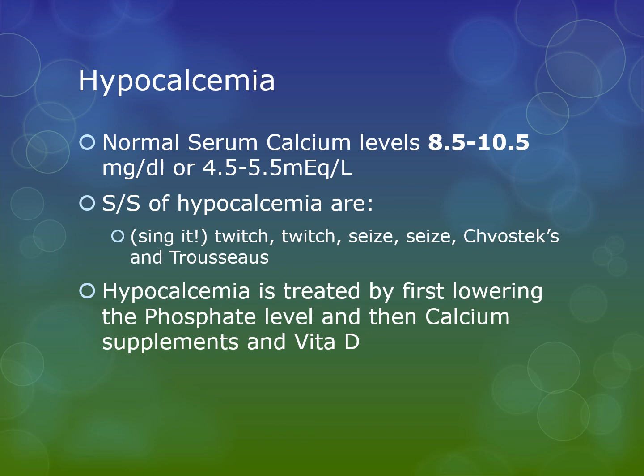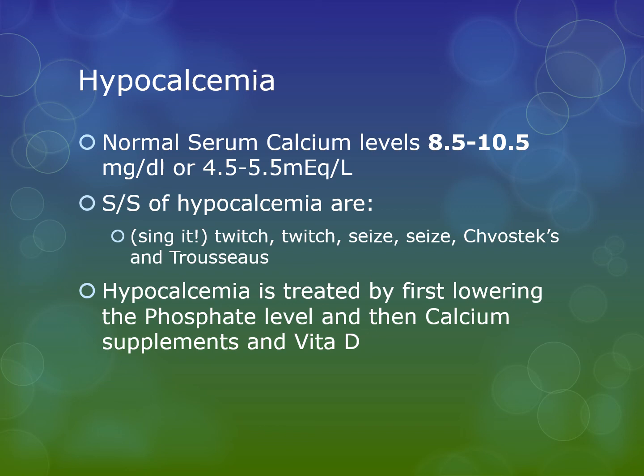The signs and symptoms of hypocalcemia, the little song I taught you, twitch, twitch, seize, seize, Chvostek's, Trousseau's, well, that's because the twitching and the seizing happen because that lack of calcium causes the muscles to be irritable and do some rapid random firing. There's where you get your twitching, which can lead to seizures. If you're tapping over the facial nerve, you'll see it demonstrated through Chvostek's sign, which is where the side of the face kind of all cramps up. And then Trousseau's is when you put the blood pressure cuff on the patient and you're pumping it up, the arm will flex, and it'll shake when it's flexing.